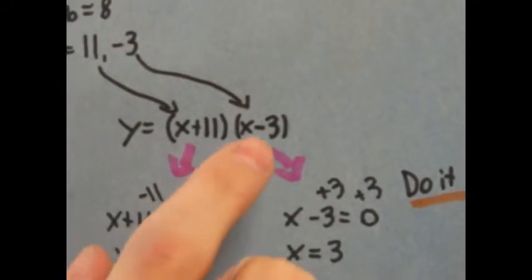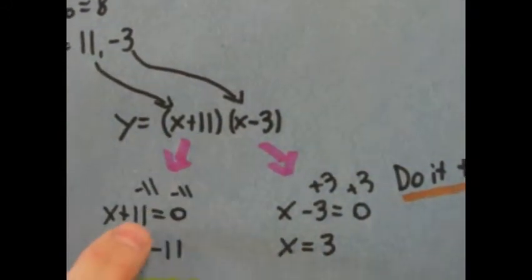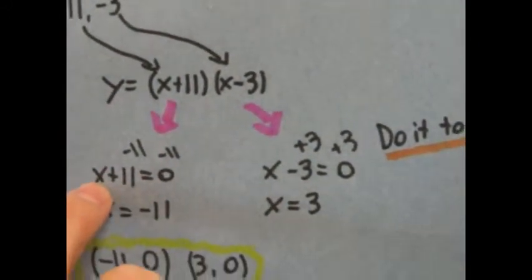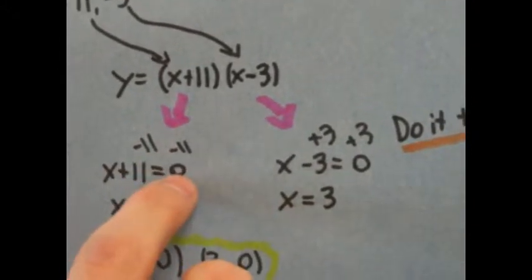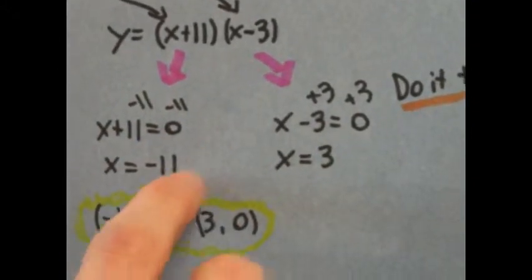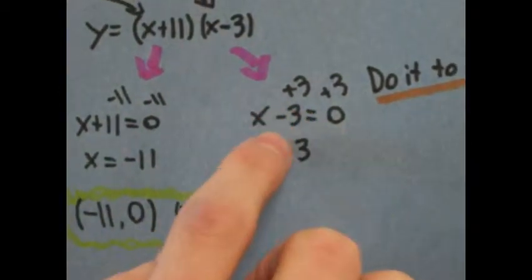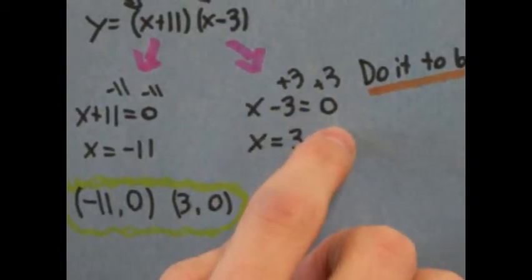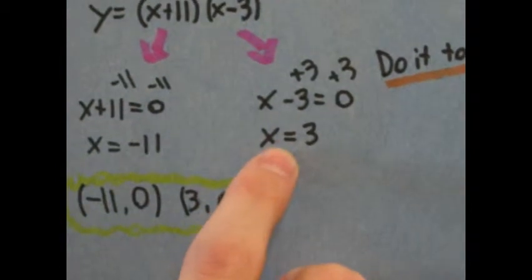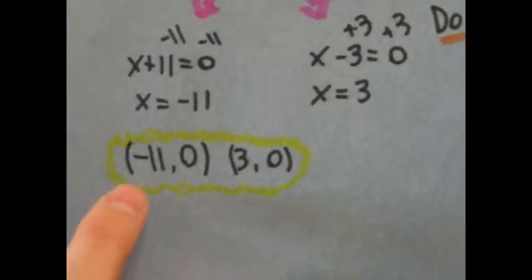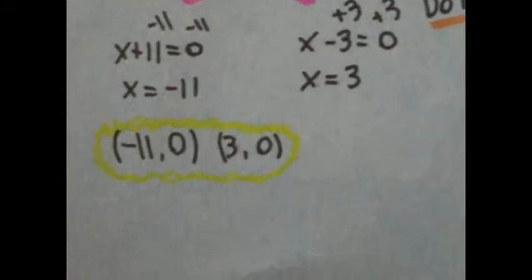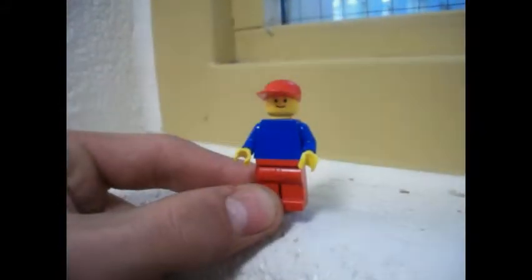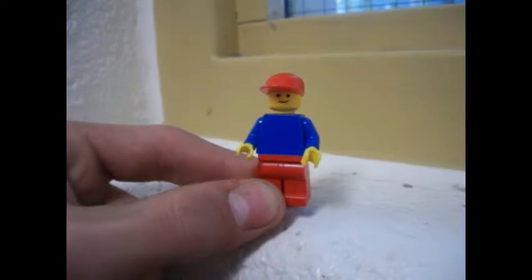From there, we make each factor equal 0 to find the zeros. x plus 11 equals 0, so we subtract 11 from both sides. x equals negative 11. And over here we have x minus 3 equals 0, so we add 3 to both sides to get x equals 3. So our two zeros are (negative 11, 0) and (3, 0). And that's Bergman technique. And after Bob, I will be focusing on perfect squares.